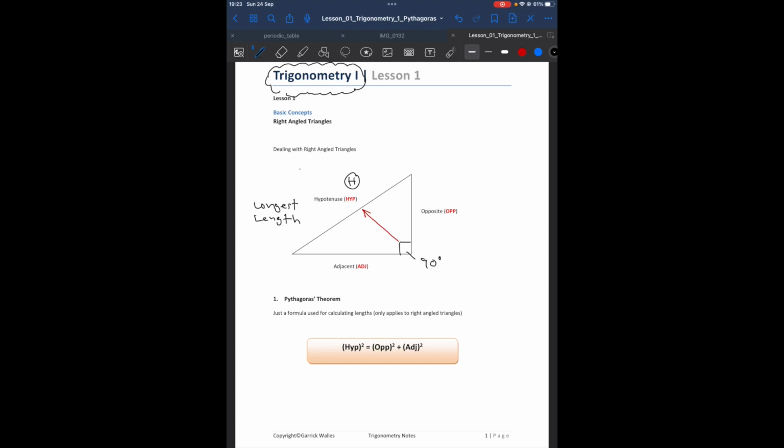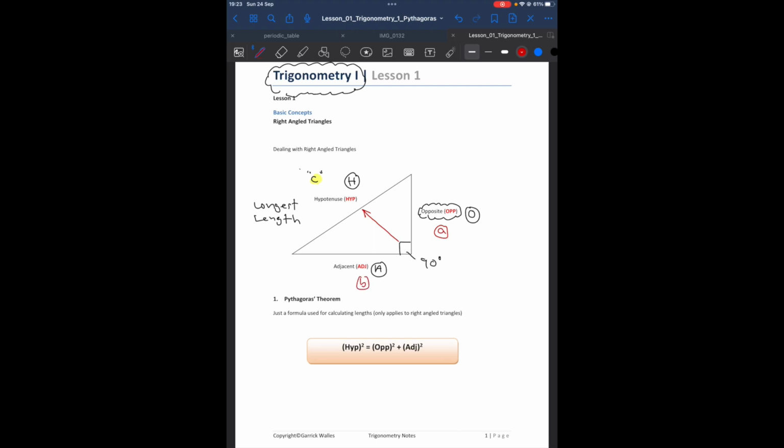The other two lengths in your right-angled triangle we call the opposite side, or the O, and the adjacent side, or the A. Alternatively, and more commonly, the hypotenuse is labelled little c. It's always little c. And the other two lengths, the opposite and the adjacent, are commonly called a and b.